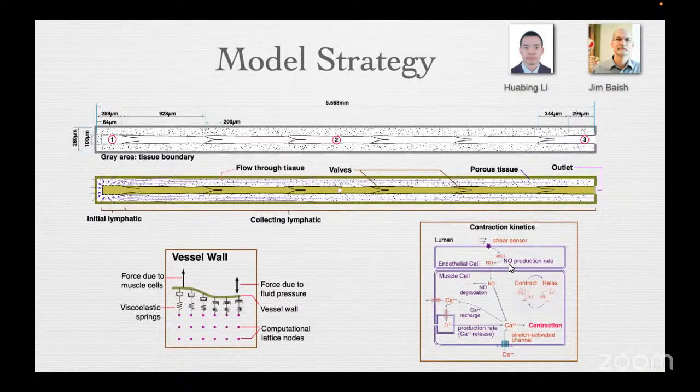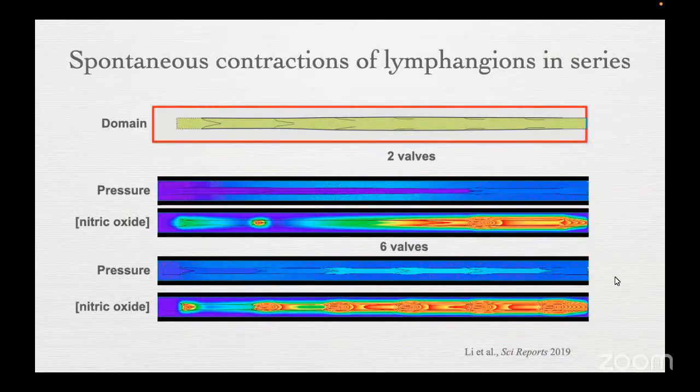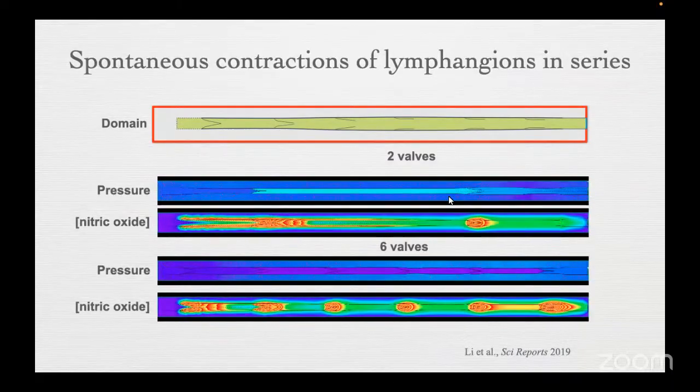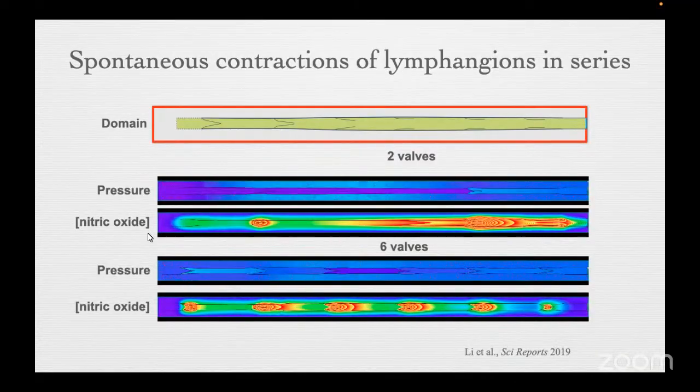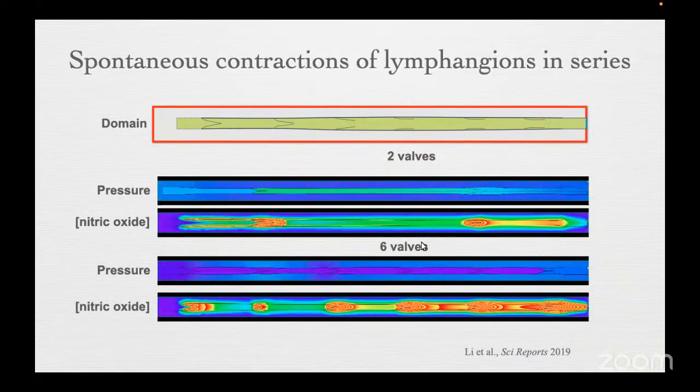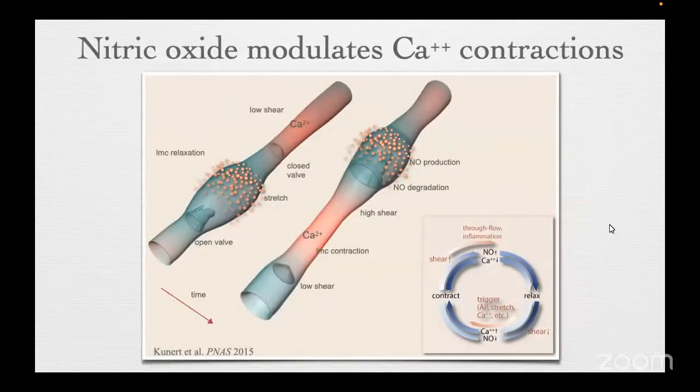So we have two mechanobiological pathways here that are competing to regulate these contractions. And it turns out with these two mechanisms, you can get autonomous contraction, autonomous pumping of the lymphatic vessels. We can look at pressure as well as nitric oxide. We can change the valve configuration. But to summarize what we've learned from this model, these two competing mechanical signals are sufficient to regulate the contractions and flow through these vessels.